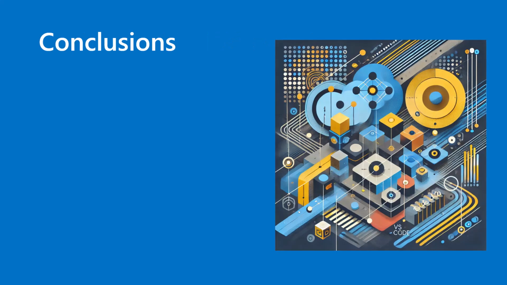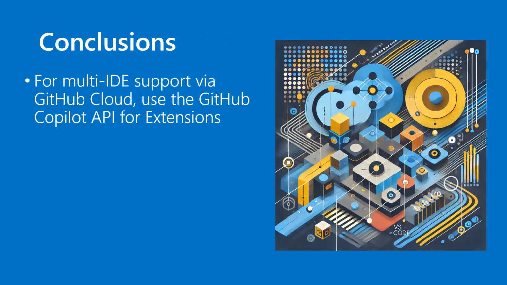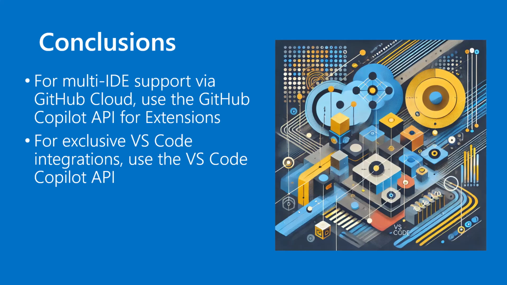I want to keep these lessons brief, so let's wrap up. Number 1, takeaway. For multi-IDE support via GitHub Cloud, I suggest you use or lean into GitHub Copilot API for extensions. If you have a use case where the bulk of your devs and people are in VS Code, you can go the extra mile and take advantage of that API.